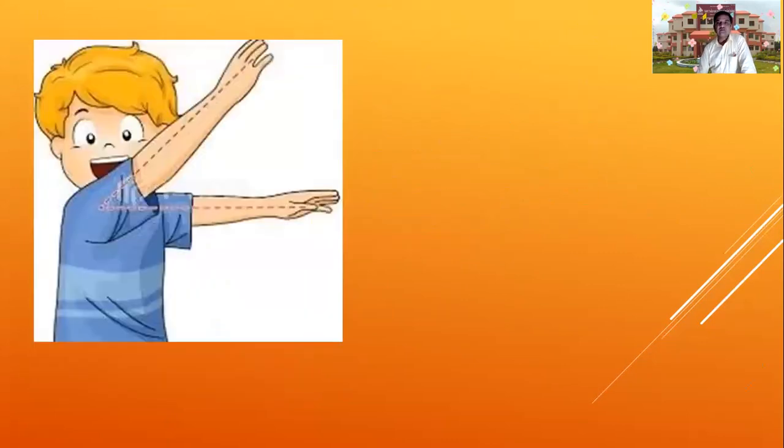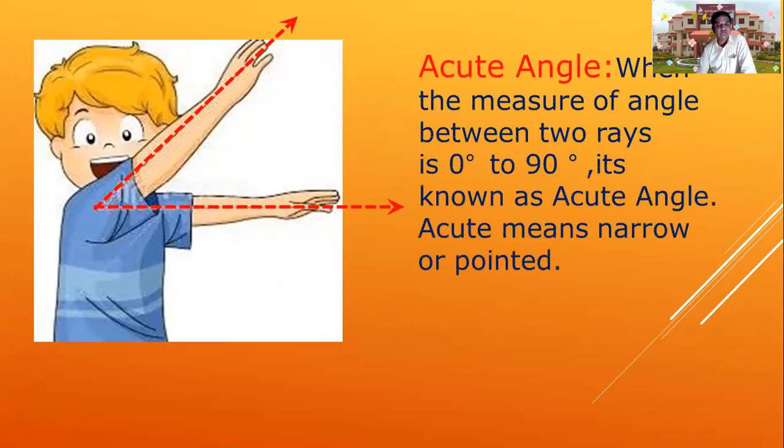Then we'll see the second figure. Now, can you tell me what is the type of angle made by the two hands of this boy? Well, the first ray is exactly horizontal. The second ray, you can see, lies like this. Then the angle in between the first ray and the final ray lies between 0 to 90 degrees and is known as the acute angle. Why is this known as an acute angle? Because acute means narrow or pointed. You'll be able to see that this angle is pointed like an arrow. So that's why it is known as an acute angle.